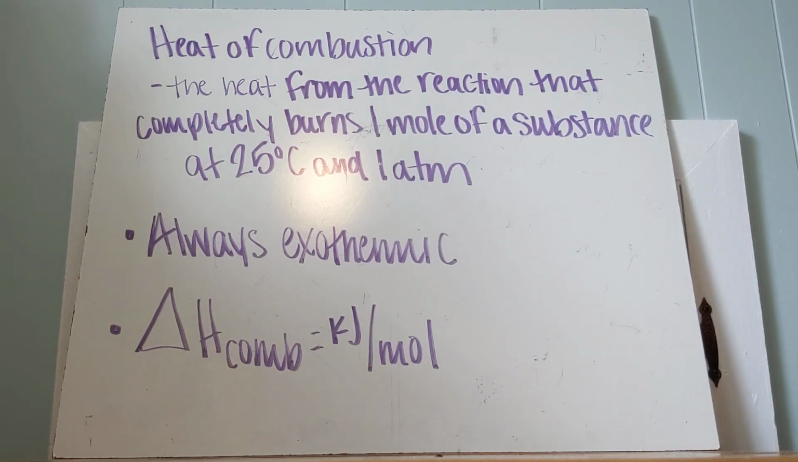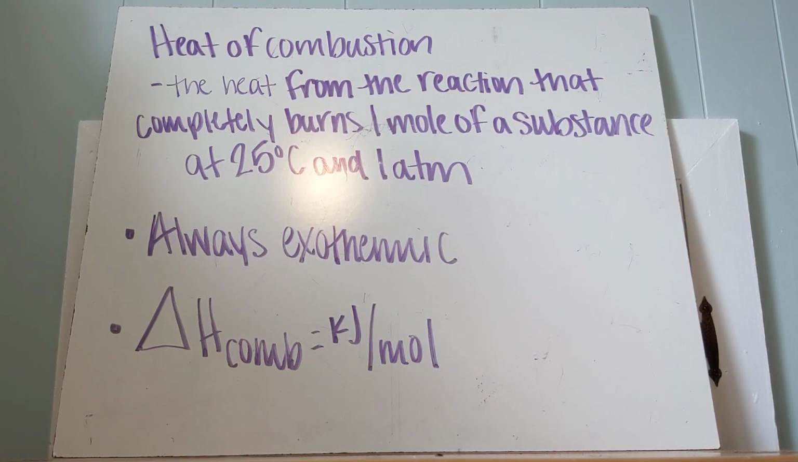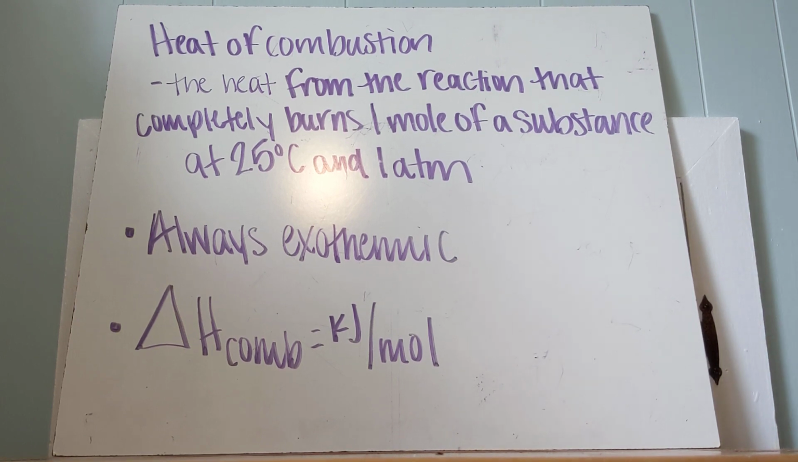So a couple things to get closer to the calculations that you're going to be doing. This video is just informative. The next video is going to be in terms of the calculations that you're going to be doing. So heats of combustion. Heats of combustion are the heat from the reaction that completely burns 1 mole of a substance, specifically at 25 degrees Celsius and 1 atmosphere of pressure.